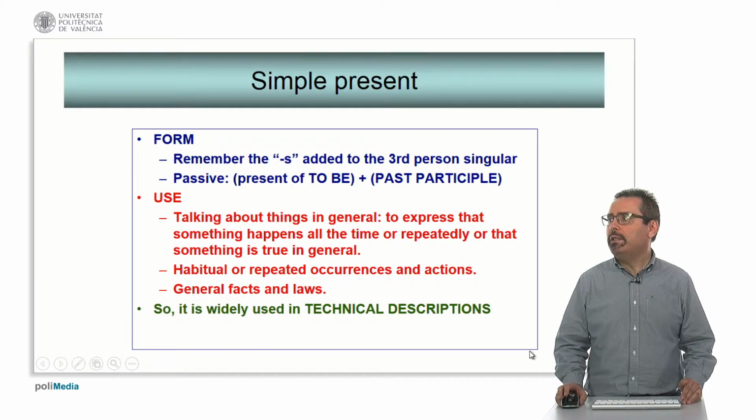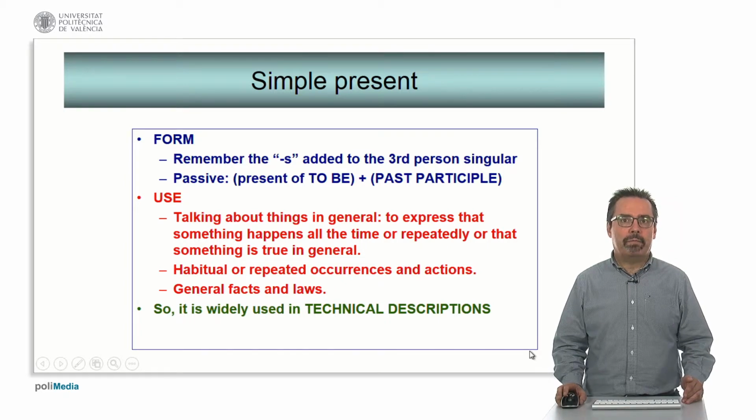The use. We use it to talk about things that are general. They express facts, something that happens at any time, and something that is true in general. And also for habits and repeated actions and occurrences, and also for facts, laws, things that are generally true. So it is widely used in technical English for descriptions.